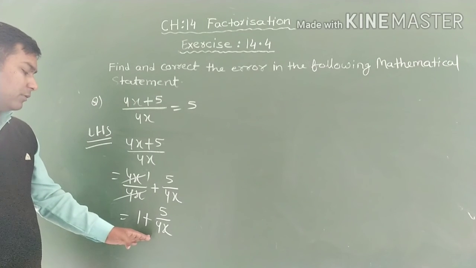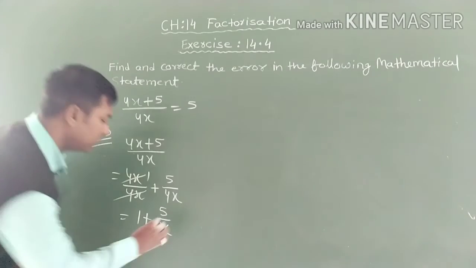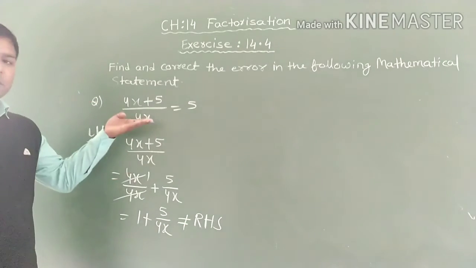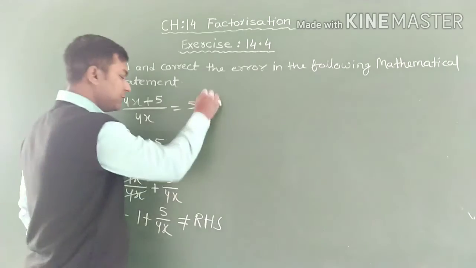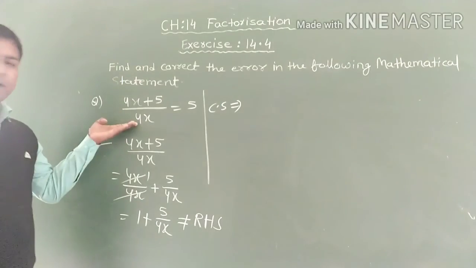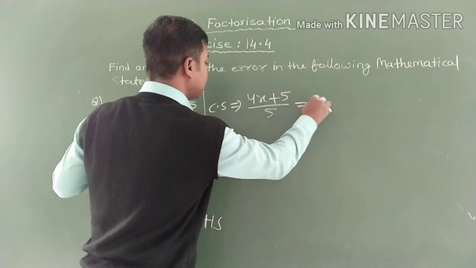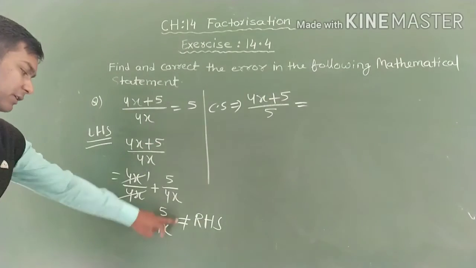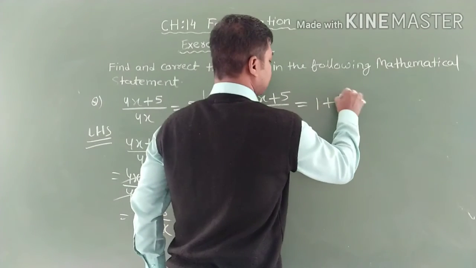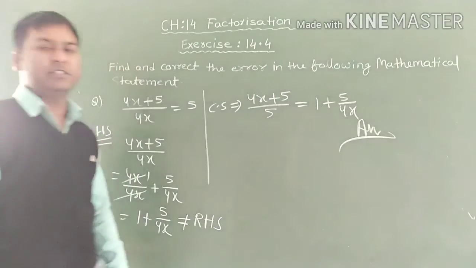Now, what is written here? 5. So this is an incorrect statement. So this will not equal RHS. Okay, this is an incorrect statement. What is the correct statement? The correct statement will be the LHS part, this one: 4x plus 5 divided by 4x is equal to this one, 1 plus 5 by 4x. Now this is the final answer. This is the correct statement.